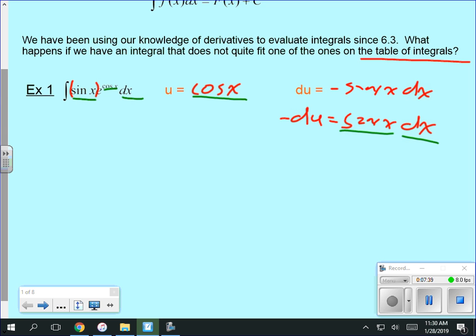So that means this integral is equal to negative e to the u du. Negative du replaces sine x dx. U replaces cosine x. This I can take the antiderivative of very easily. What is the antiderivative of negative e to the u? Negative e to the u. Yeah, that's an easy one.